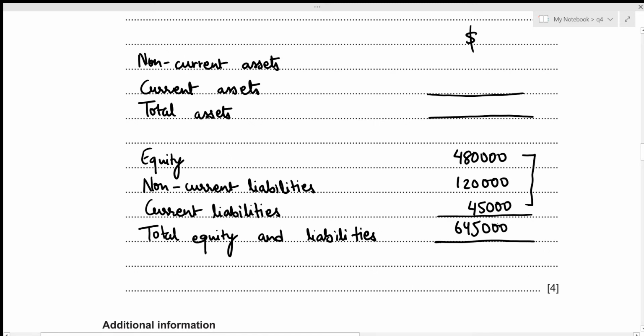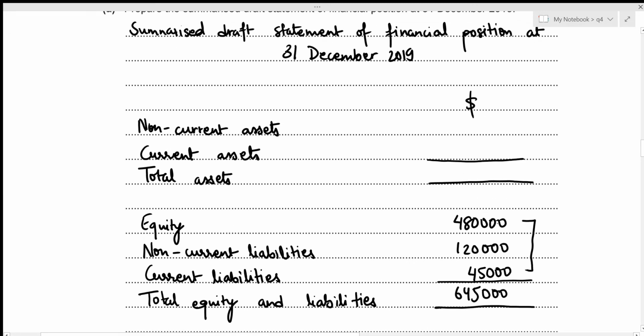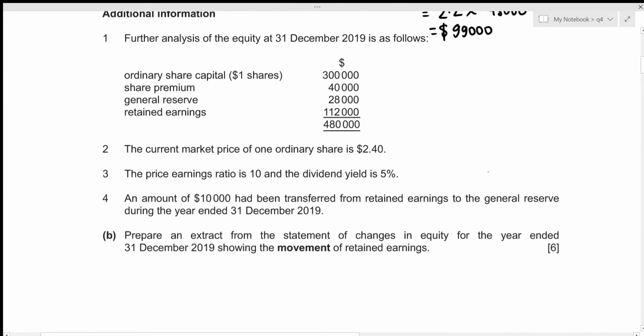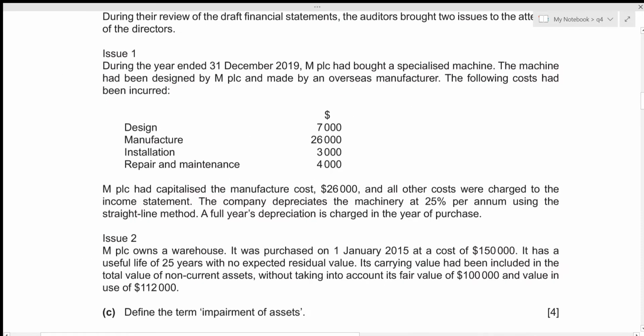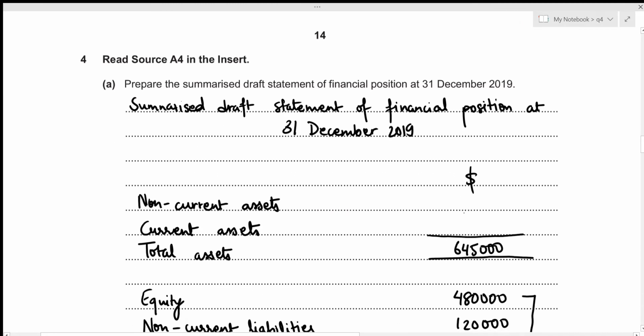And we know that in a statement of financial position, the total assets is always equal to the total equity and liabilities. So we can say that total assets will also have the value of 645,000. Okay, let's have a look above. We also figured out our current assets to have the value of 99,000. So let's substitute this value into our statement of financial position. So we have current assets of 99,000.